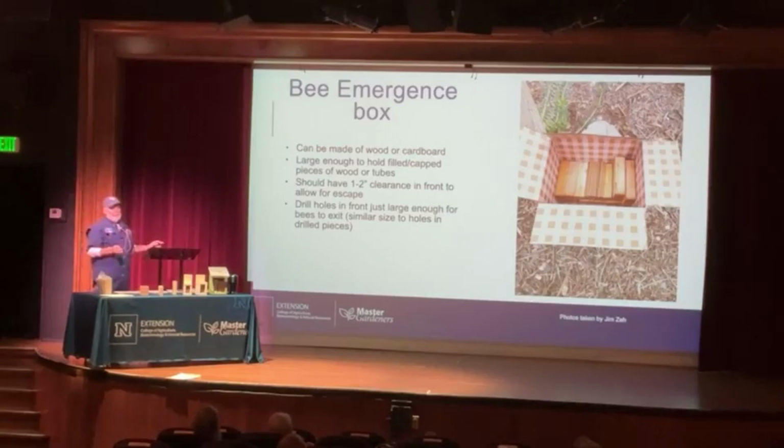You don't even have to do this, but I'll get into why I'm doing this in just a minute. The box is just large enough to put all of the materials that you took out of your bee house into the box, including the tubes. They should have 1 to 2 inches of clearance in front so they can break out and escape. And then, like I mentioned, the holes in the front just need to be large enough for them to escape.